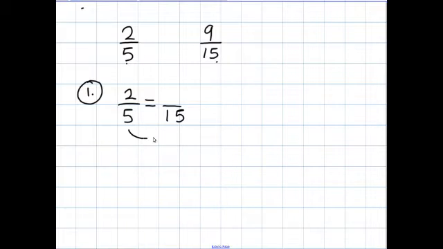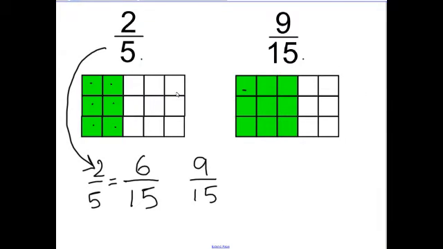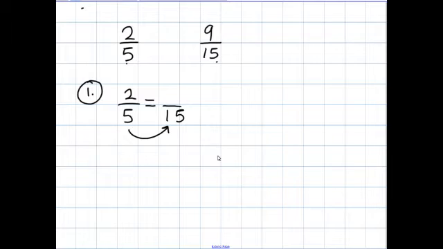Then I'm going to ask the question, what has happened to the 5 to get to 15? What have I done to that 5 to get to 15? So instead of thinking about it in terms of addition, because if you remembered in the last example, what we actually did is we added 5 repeatedly, which is multiplication. So think about it in terms of multiplication. To get from 5 to 15, I've multiplied that by 3.